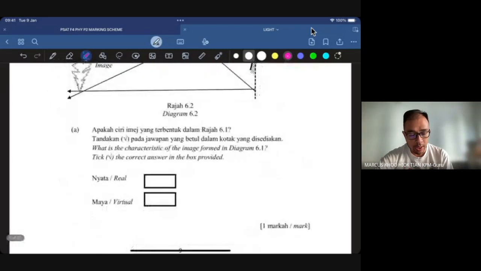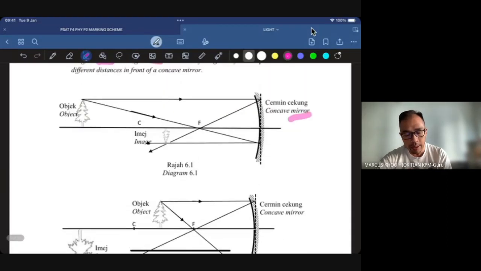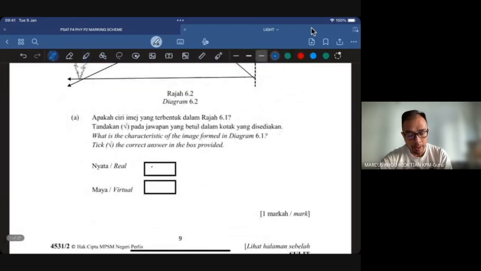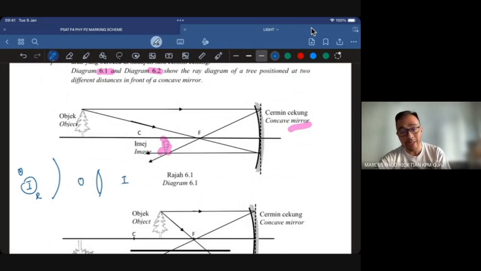All right, so what is the characteristic of the image formed in 6.1? Since this is a mirror, and it is on the same side as this one, this will be a real image. Remember that for a mirror, if the object is here and the image is here, this image is real. But if it is a lens, if this is the object and the image is on the other side of the lens, this is a real image. So the position of the image tells us whether the image is real or virtual lah.